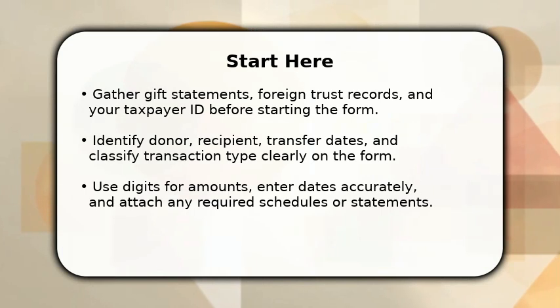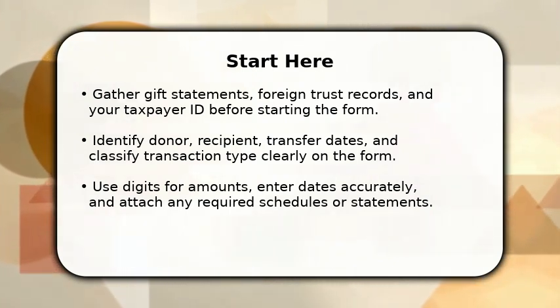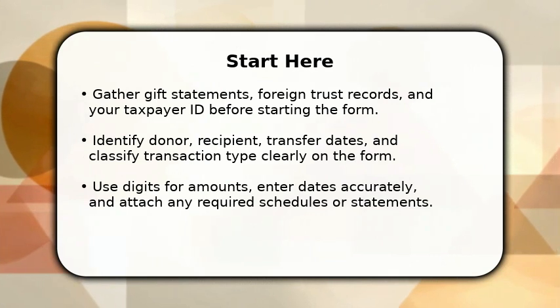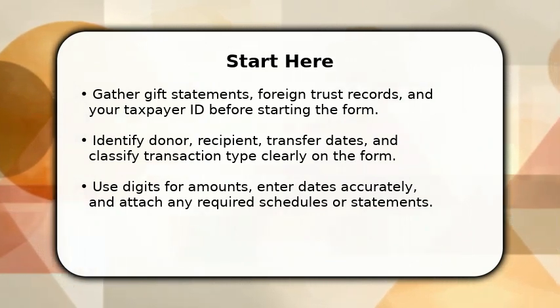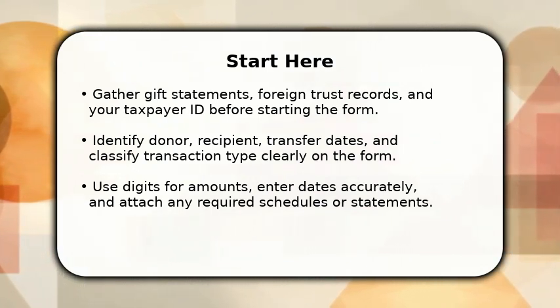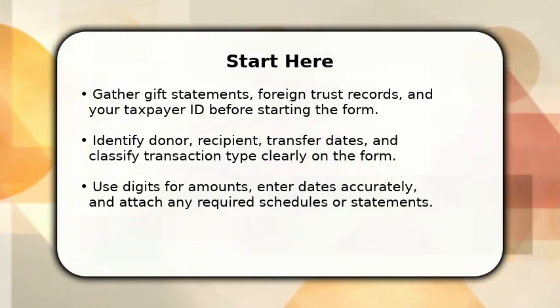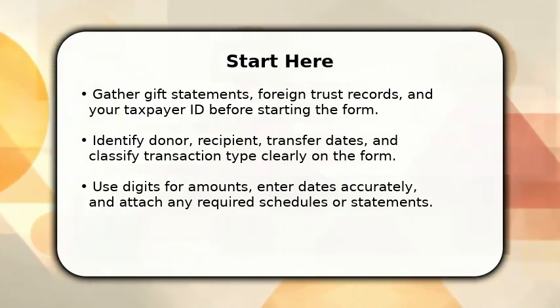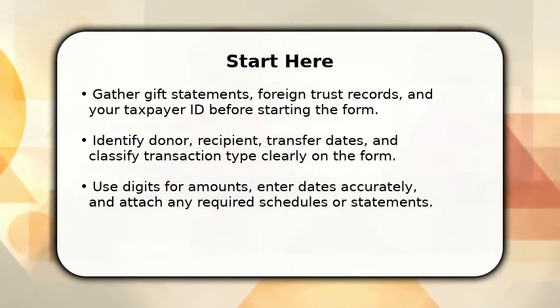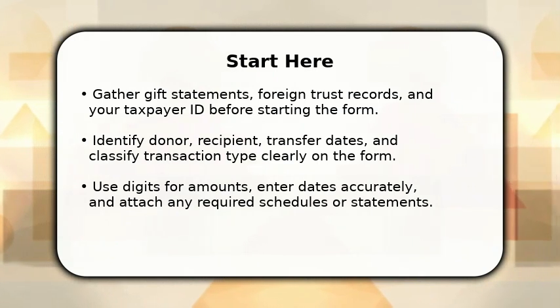In this video, I will explain how to fill Form 3520, Easy Method. Gather your gift or trust documents and your taxpayer ID, then organize amounts and dates before you begin filling any fields. Start with the top sections that identify parties and transfer types, enter numeric values using digits, attach schedules where requested, and review each page for consistency. Save copies and set reminders for any follow-up filings to avoid penalties later.